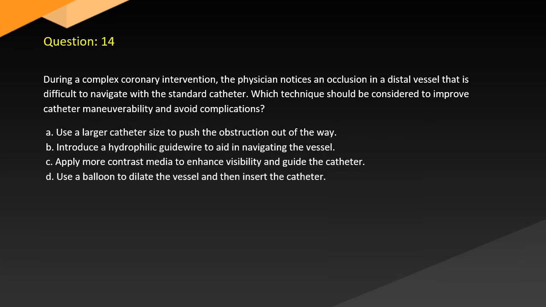Question 14. During a complex coronary intervention, the physician notices an occlusion in a distal vessel that is difficult to navigate with the standard catheter. Which technique should be considered to improve catheter maneuverability and avoid complications? A. Use a larger catheter size to push the obstruction out of the way. B. Introduce a hydrophilic guide wire to aid in navigating the vessel. C. Apply more contrast media to enhance visibility and guide the catheter. D. Use a balloon to dilate the vessel and then insert the catheter.